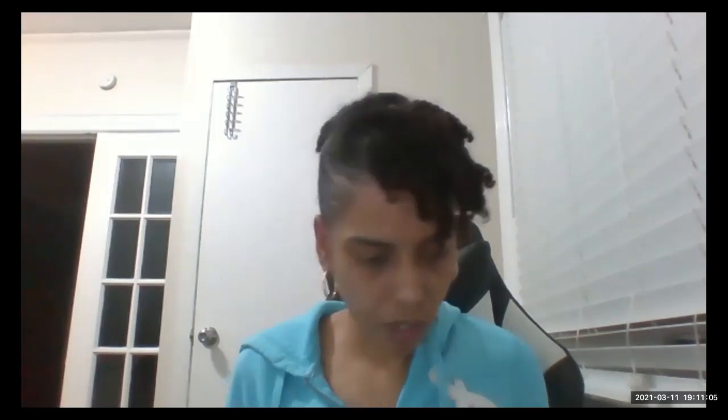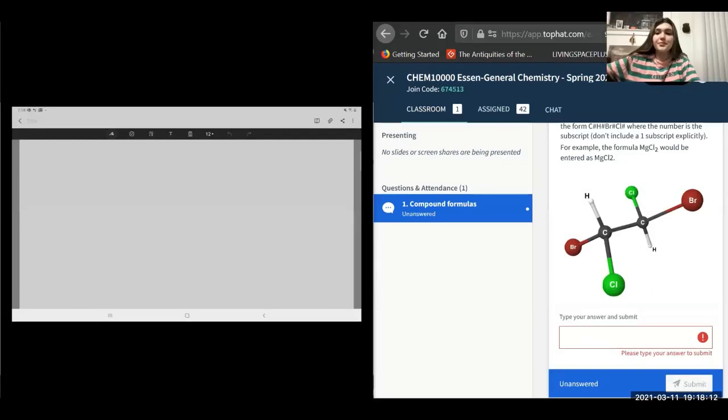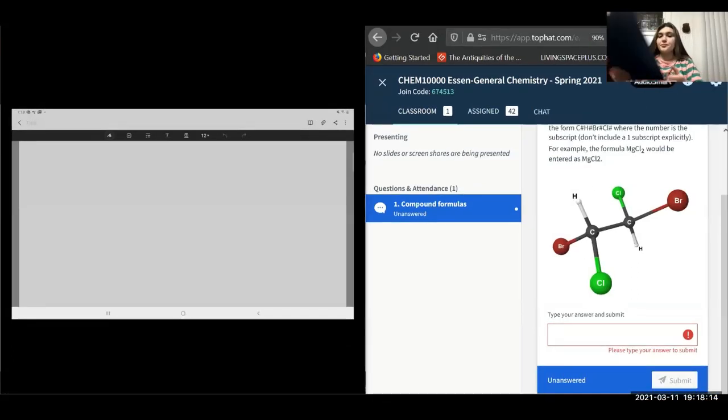All right, can you guys see my screen as well? Yes. Do you see the Zoom window with you guys in it too? Or is that just what I see? No. Okay, cool. All right.